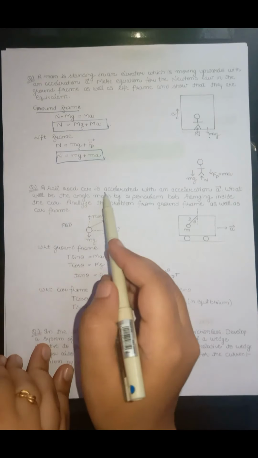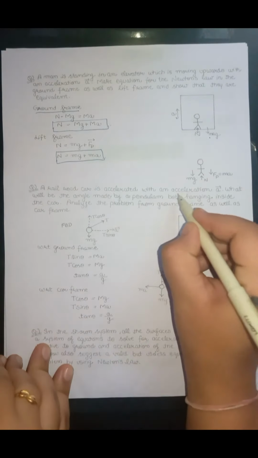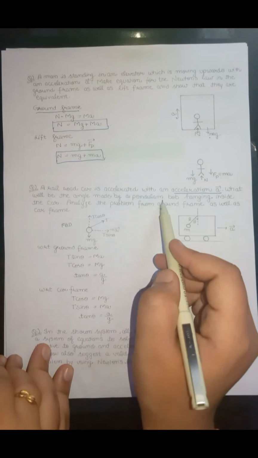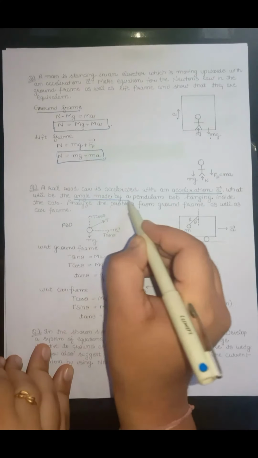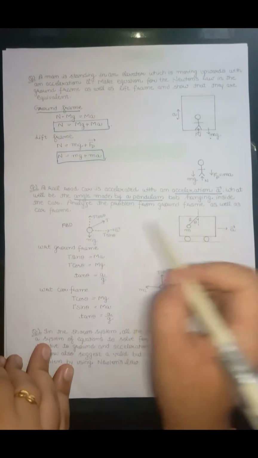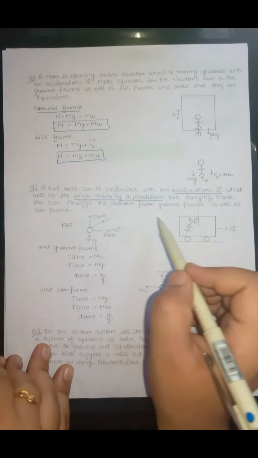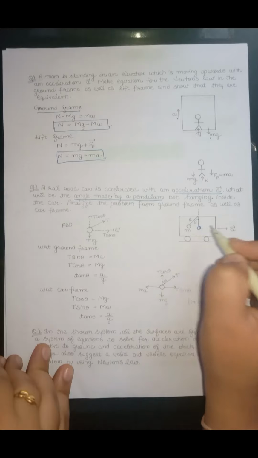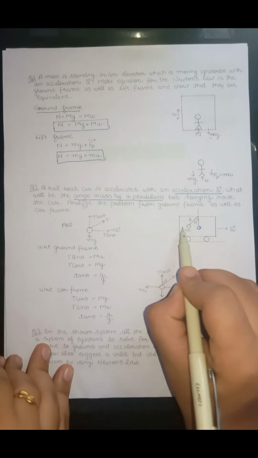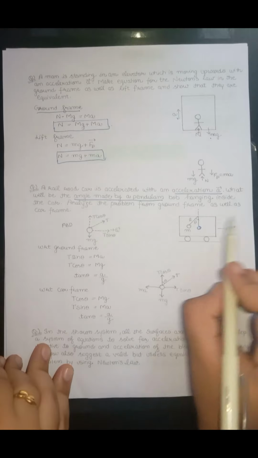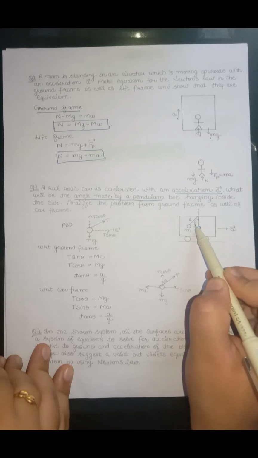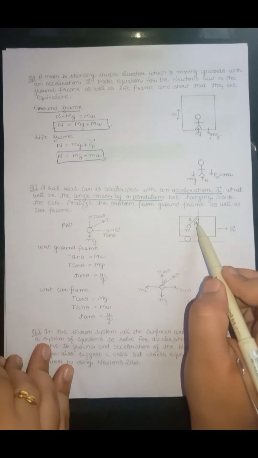Now let us see another example. A railroad car is accelerated with an acceleration a. What will be the angle made by the pendulum bob? You want to find the angle made by the pendulum bob hanging inside a car. Analyze the problem from the ground frame as well as from the car frame. Let's say this was the initial situation of the pendulum. Now as the car is accelerated in the right direction, the bob will move in the left direction, and let's say it is making an angle theta with the vertical.